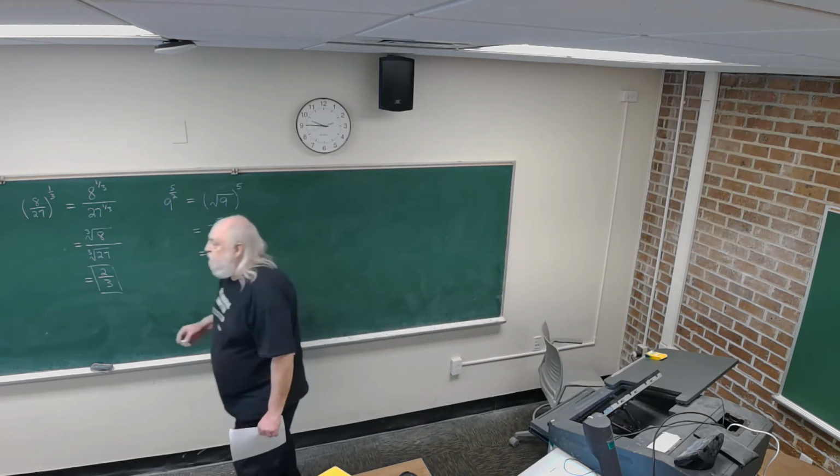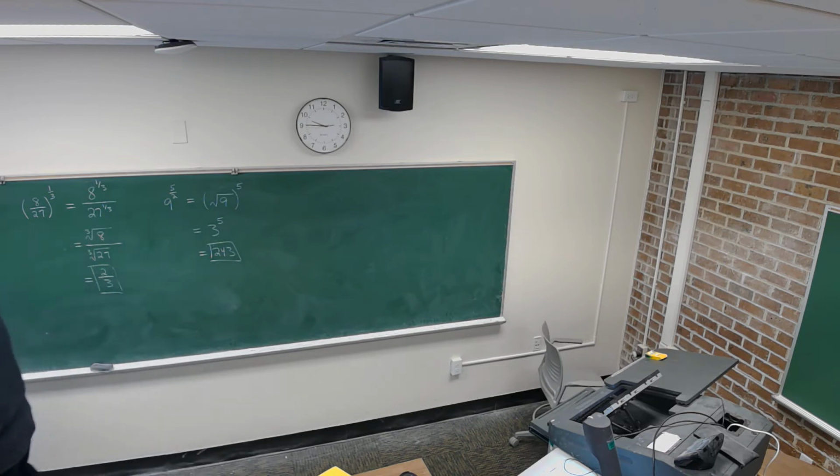In C, we have 27 raised to the minus 2/3 power. A base raised to a negative power means reciprocal. So we can write this as 1 over 27 to the plus 2/3 power.